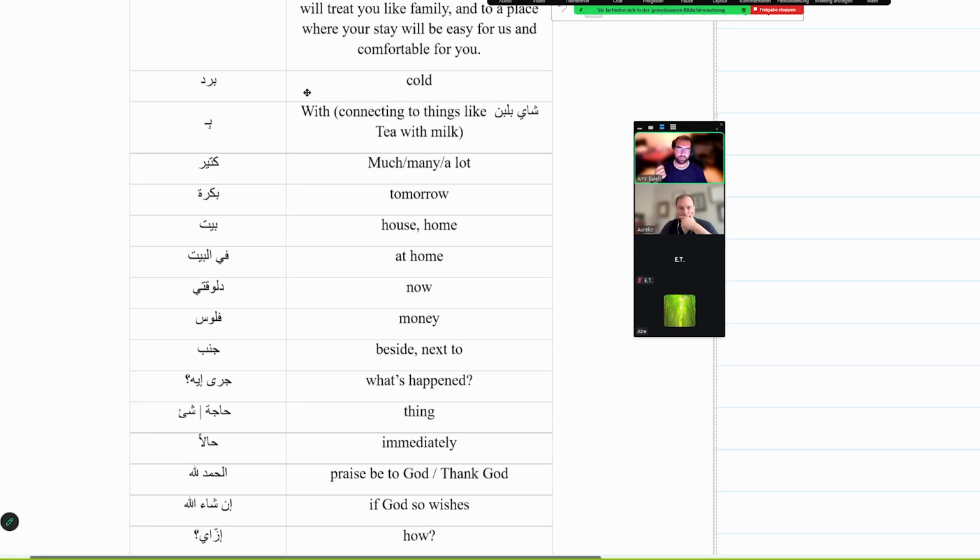So bard means cold. Just like in English, it can mean the weather is cold, something is cold, or just have a cold.